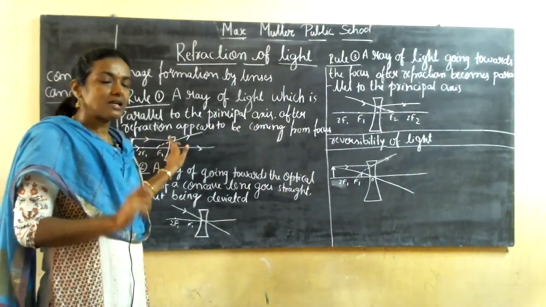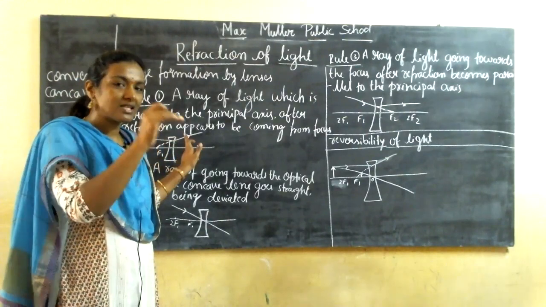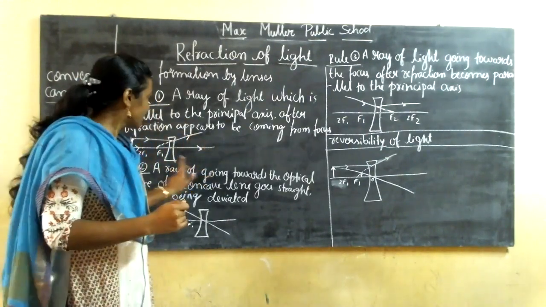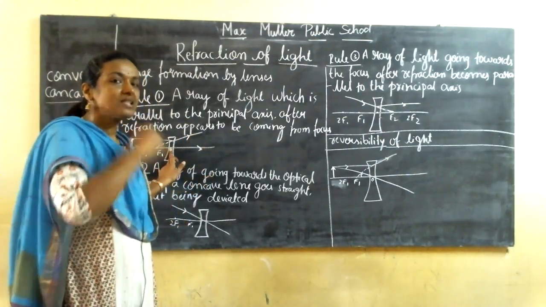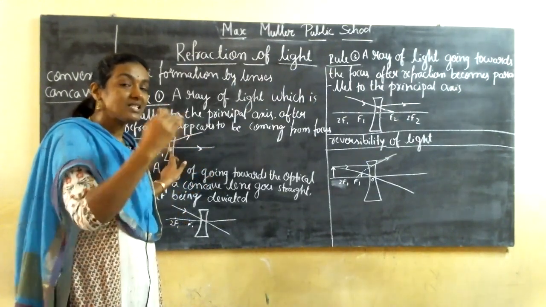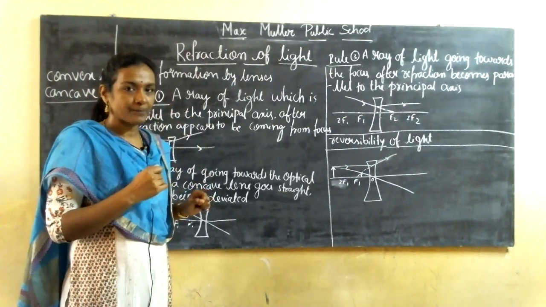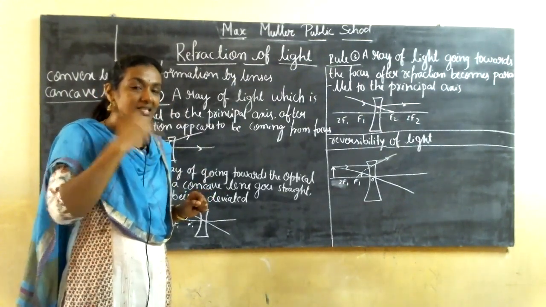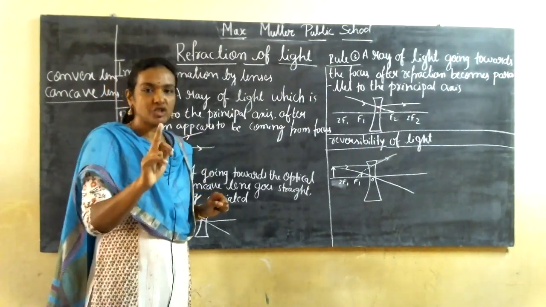So what is the incident ray? It is coming exactly parallel to the principal axis. When it refracts, it appears that it is coming from the focus. That is the first rule here.